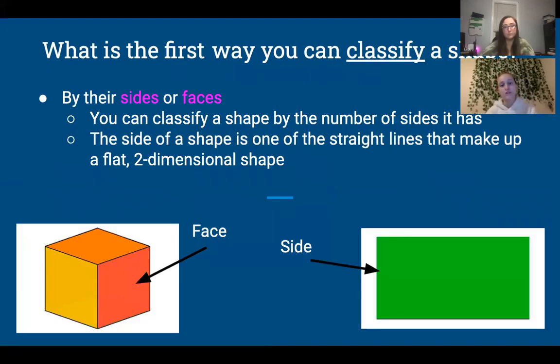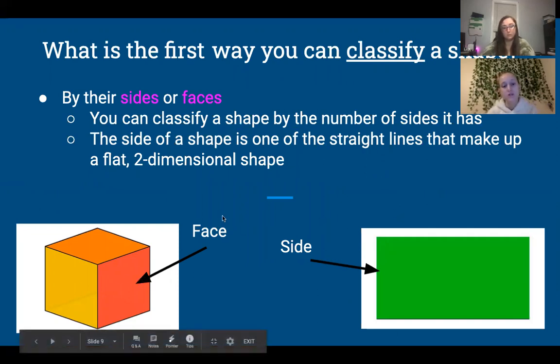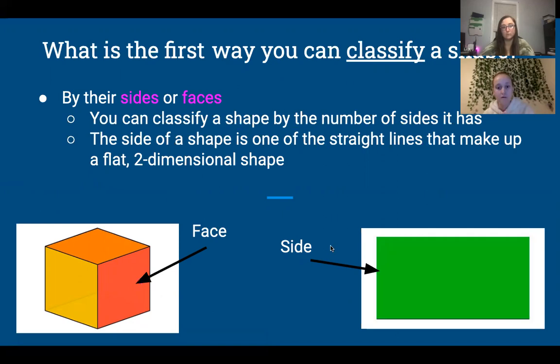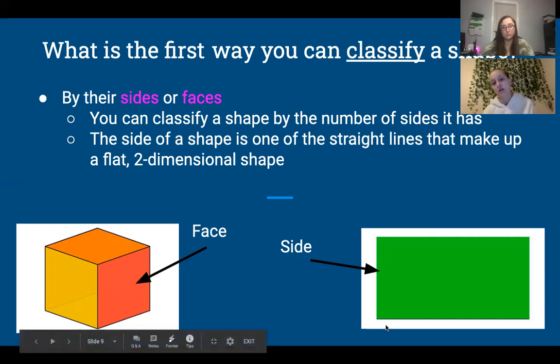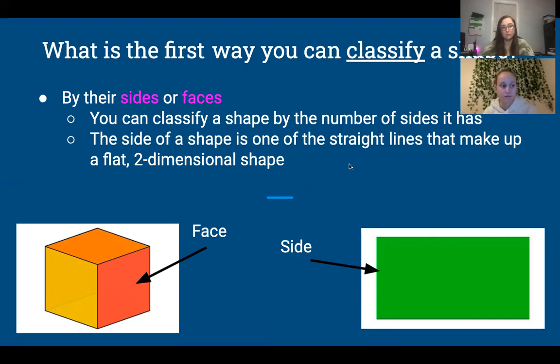Okay, so what is the first way we can classify a shape? We can do that by their sides or faces. So right here, there's a square. You can see the arrows pointing to a face. It's the flat side, also a face of a 3D shape. Or also, if you look at the 2D shape over here, it's the edge. It's also the straight line that makes up a 2D shape.